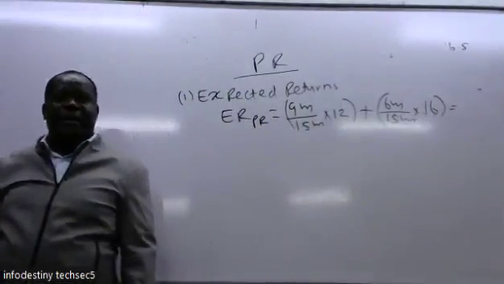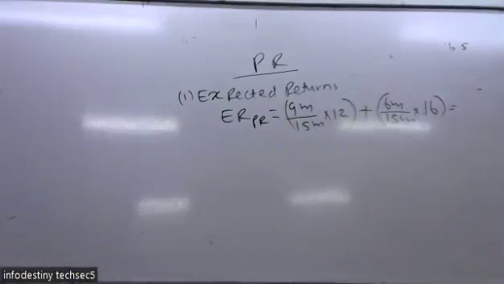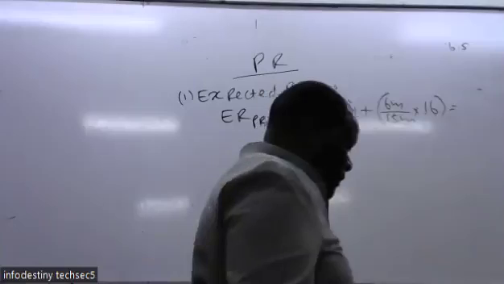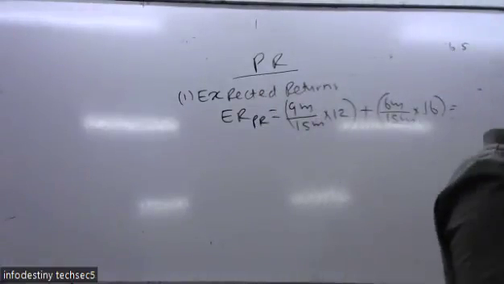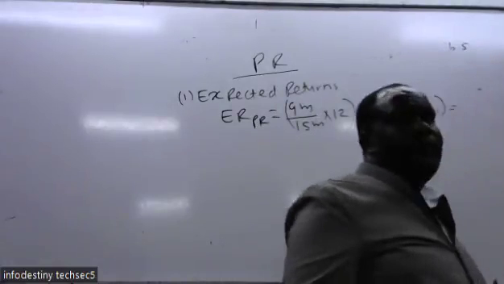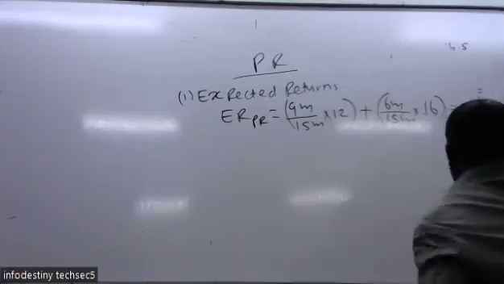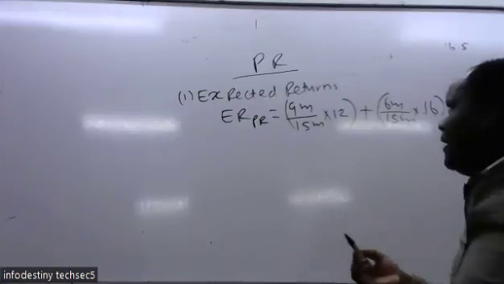You combine them together using the proportions. That now gives us 13.6. So that is now the expected return.